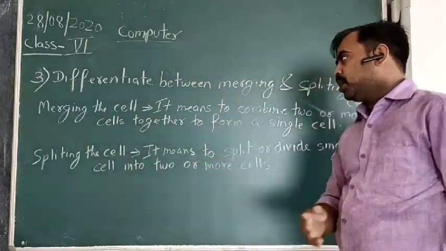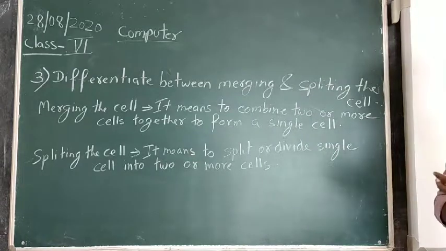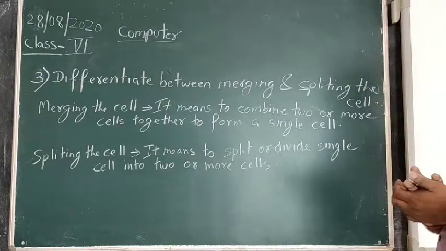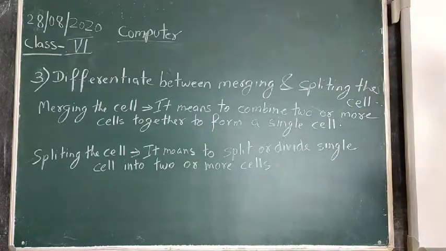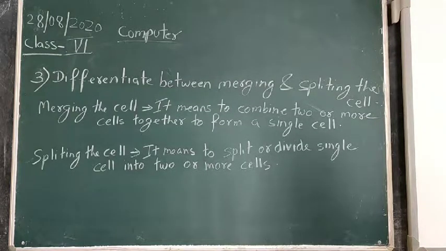So the difference between merging the cell and splitting the cell is, merging the cell means to combine two or more cells together to form a single cell, whereas splitting the cell means to split or divide a single cell into two or more cells.